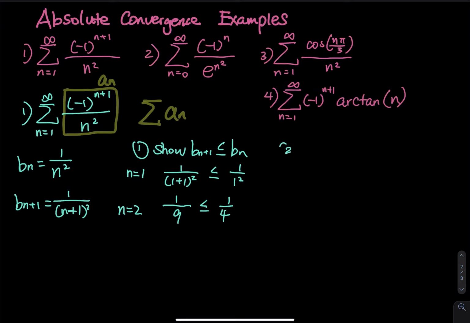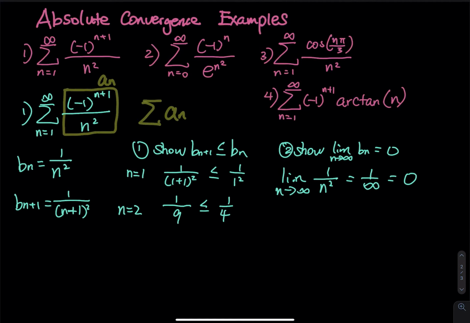And then number 2 is you have to show that the limit as n approaches infinity of Bn is equal to 0. This is even easier. 1 divided by n squared, so that is 1 divided by infinity, that is equal to 0. So the series is convergent by the alternating series test, right? You can call this AST, alternating series test. But that is not the end.